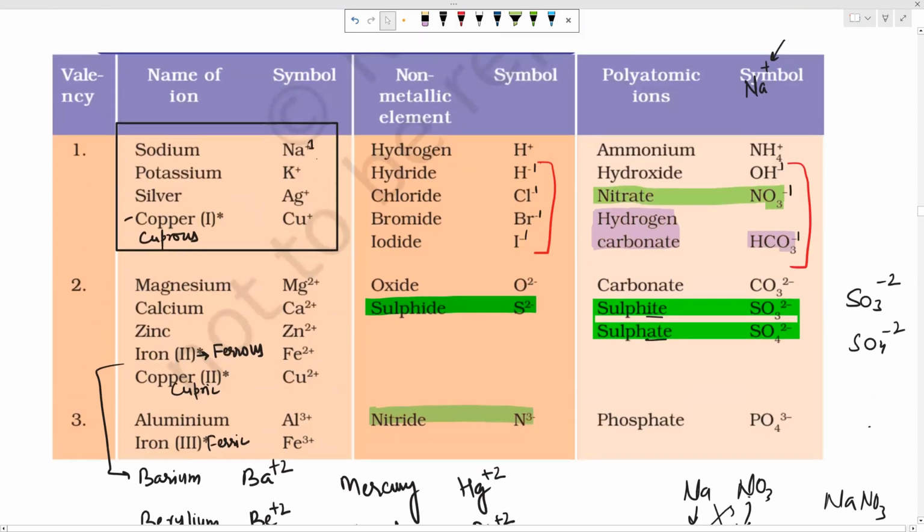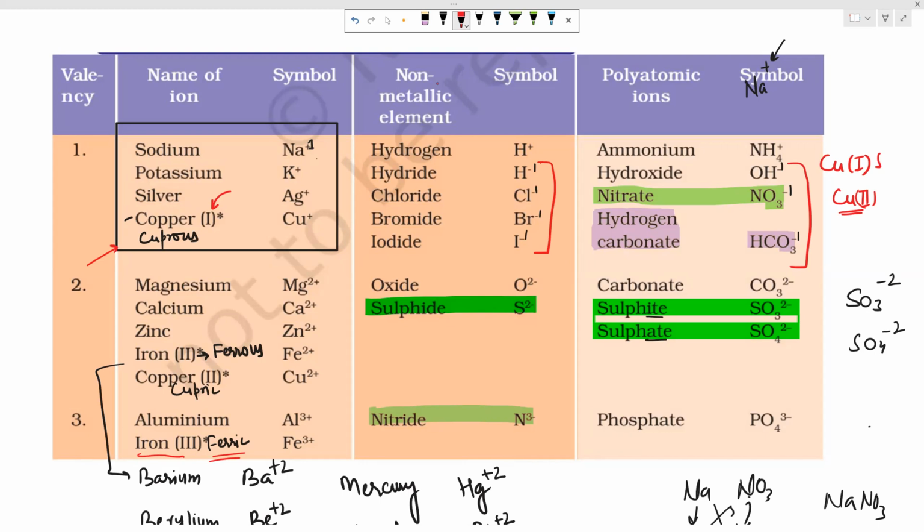Please try to note down this valency chart. All that I've made in the square is having +1 valency. Sometimes they mention it this way: copper 1 and then sulfide, which means copper sulfide. Copper 2 means they have taken the valency of copper as 2. I have written here iron 3, and it is ferric. So please note it down.